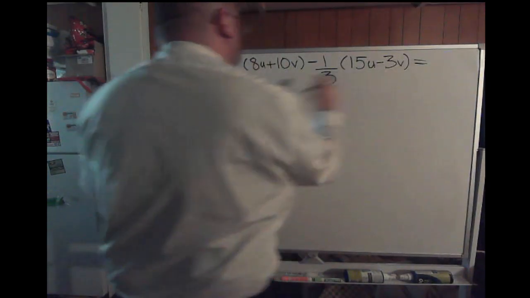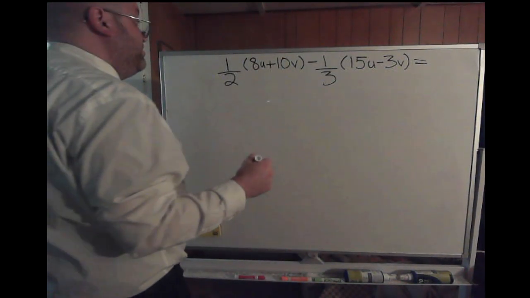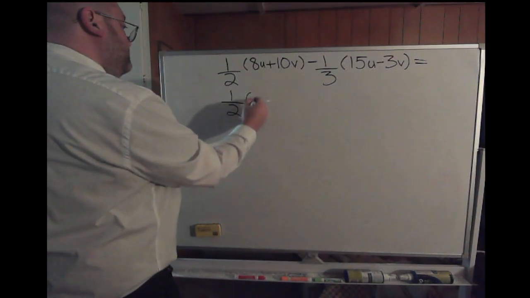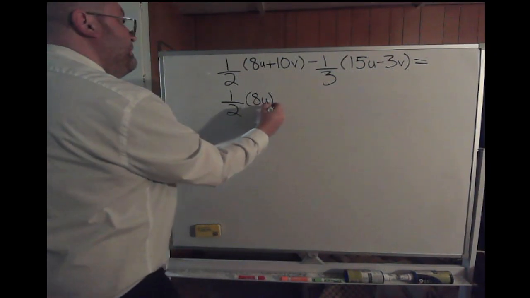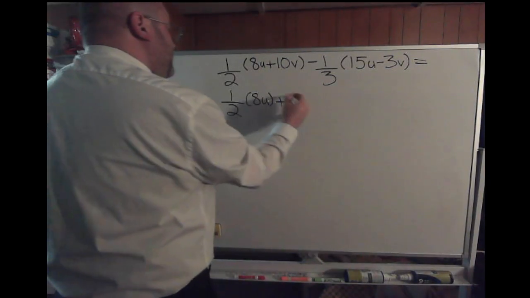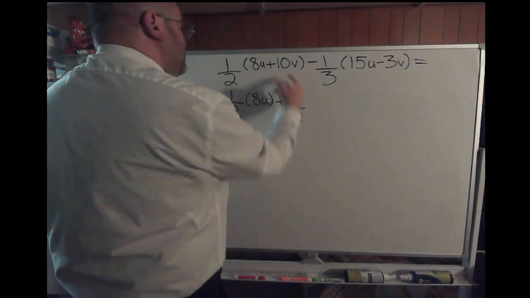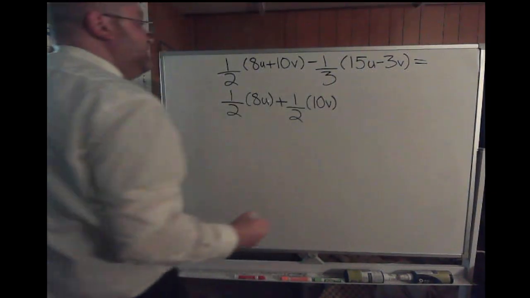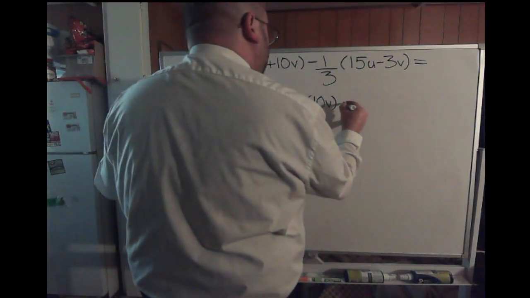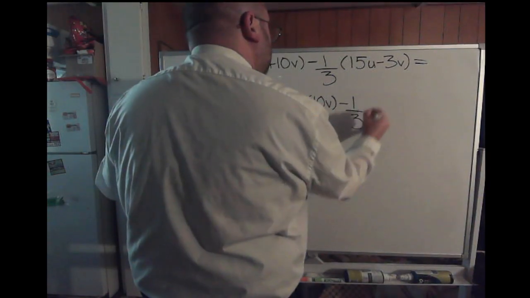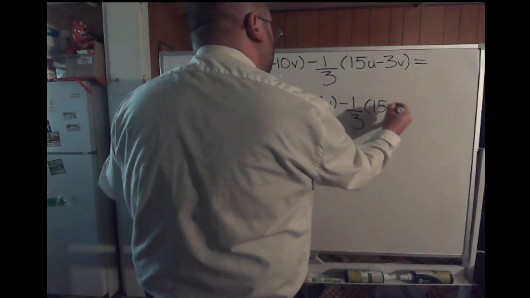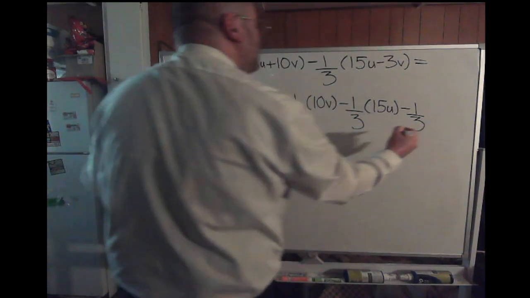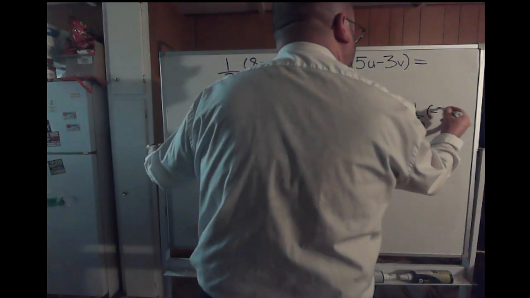Well, for each of these terms, you're still going to do the distributive property. You'll take 1/2 times that 8u plus that 1/2 times the 10v. Alright, so you've answered that. Now you got minus 1/3 times that 15u minus 1/3 times negative 3v.